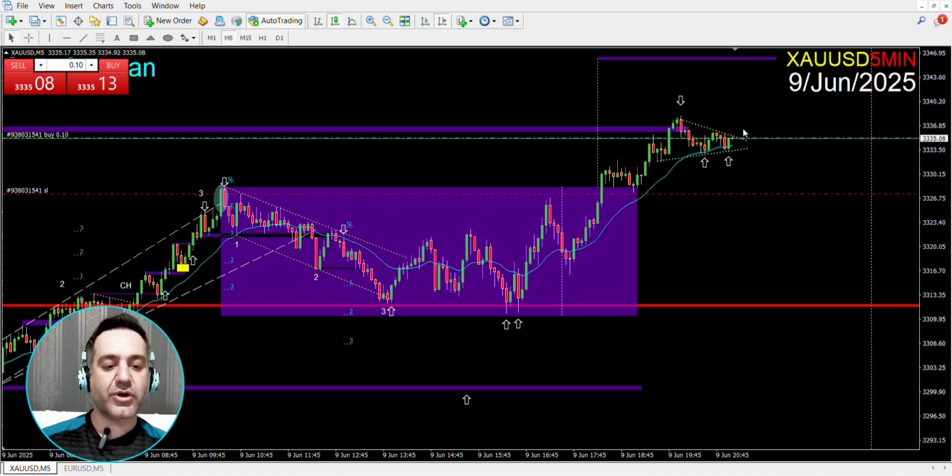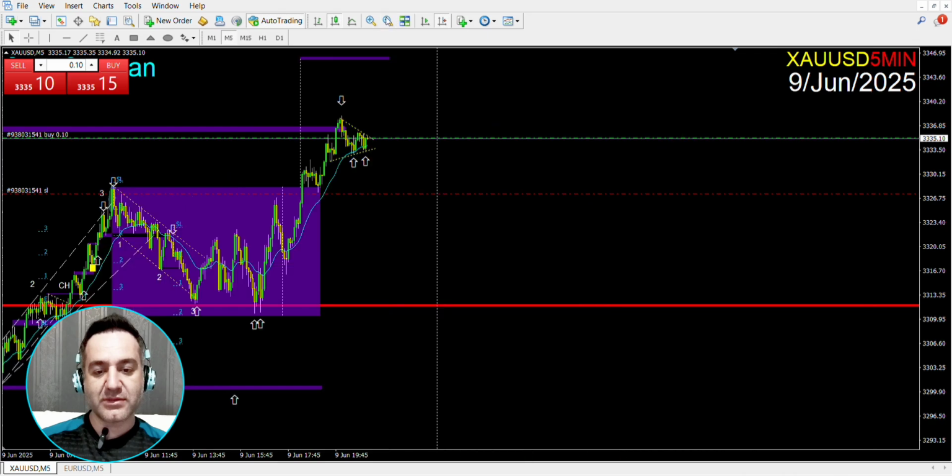We know that they are continuation patterns, but it is not just this, guys. There is a point here. There is something that makes me concerned about this trade that I have taken. Okay, and the reason is this line, this resistance level. What is this resistance level?